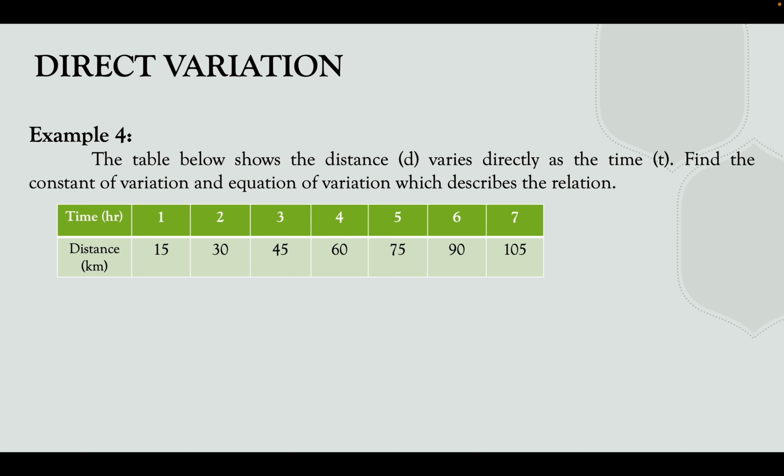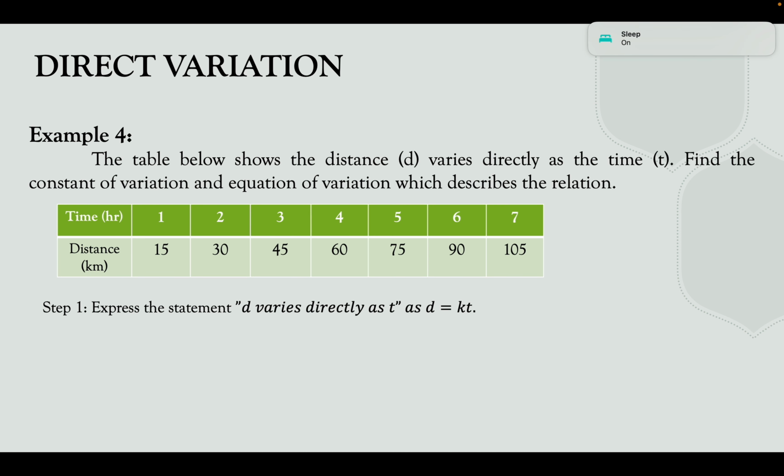Now, the question is, is this a direct variation table? If you look, the time is increasing and the distance is also increasing. That means we can verify that this given problem is a direct variation. Again, what is direct variation? An increase of x is also an increase of y. That is, both quantities are directly proportional.